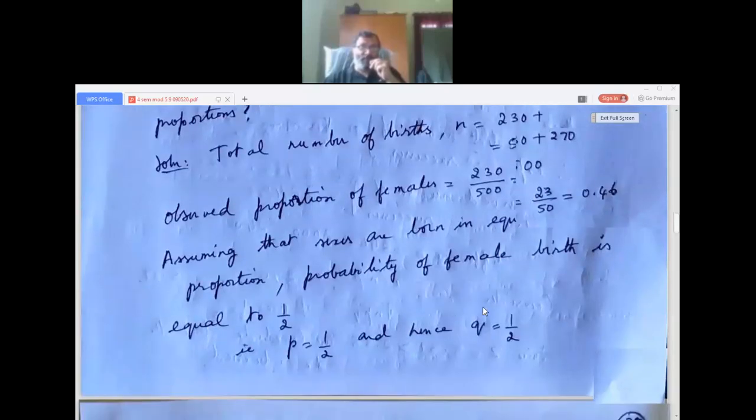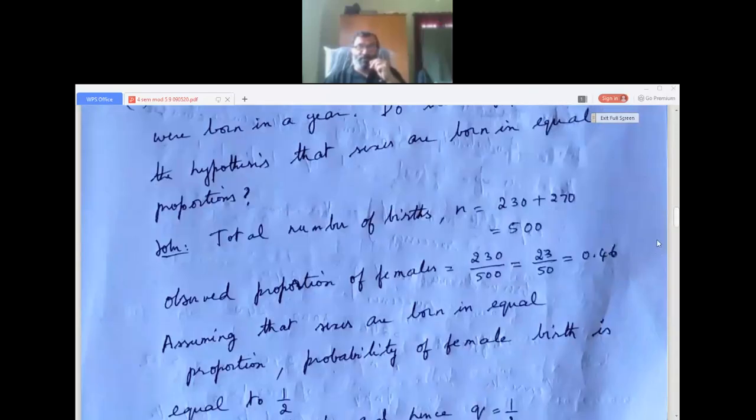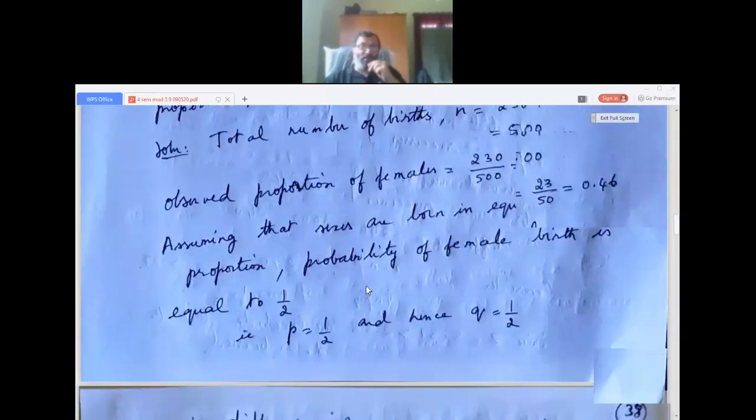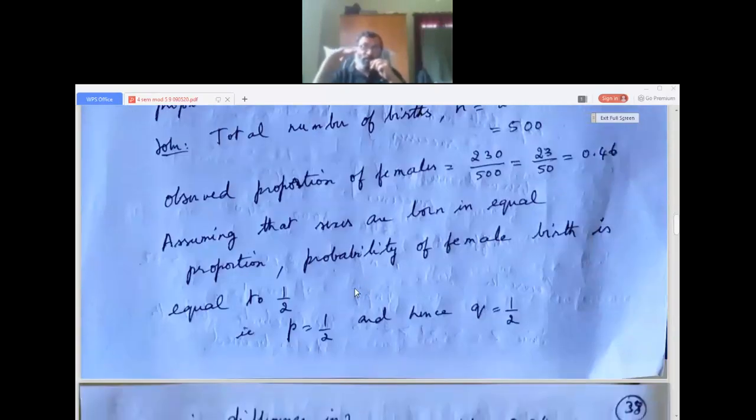So assuming that the sexes are born in equal proportion, the probability of female birth is equal to half, just like tossing a coin. I take it as P. The probability of male birth will be again half, because P plus Q is 1.